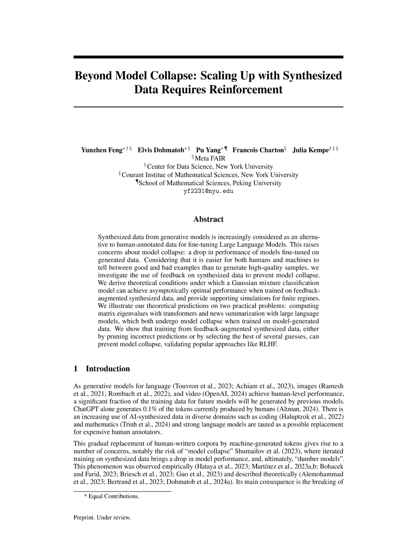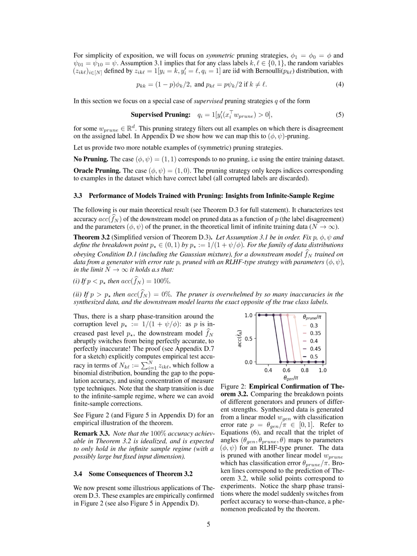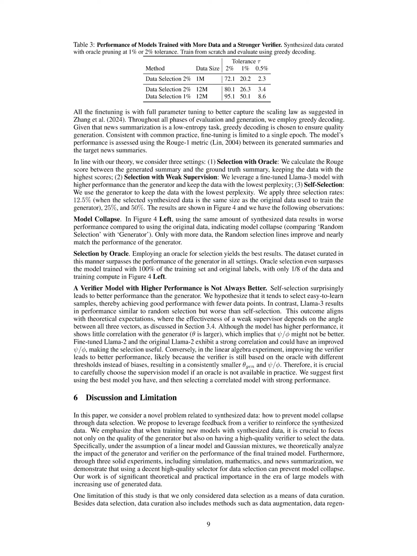The theoretical framework considers a linear model and Gaussian mixtures, where data selection with reinforcement is modeled as a pruning strategy over synthesized data. The method aims to identify a sharp phase transition point where the downstream model's accuracy switches from being perfectly accurate to perfectly inaccurate based on the level of errors in the synthesized data and the parameters of the pruning strategy.